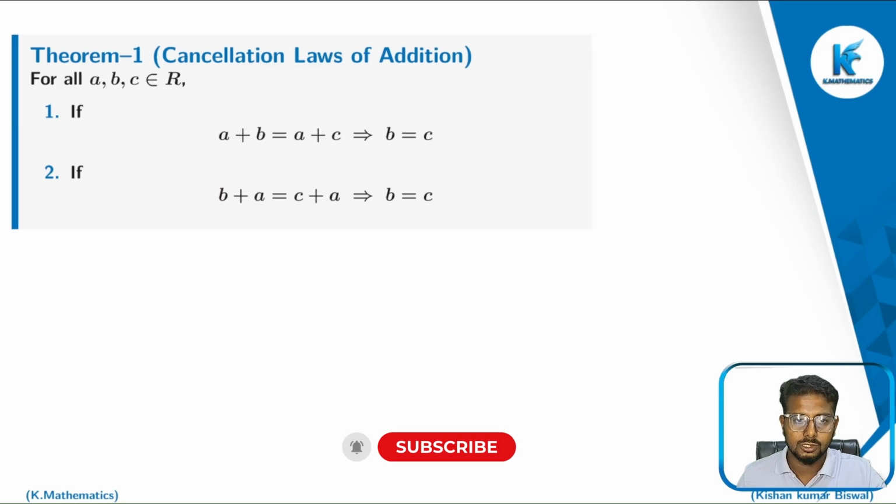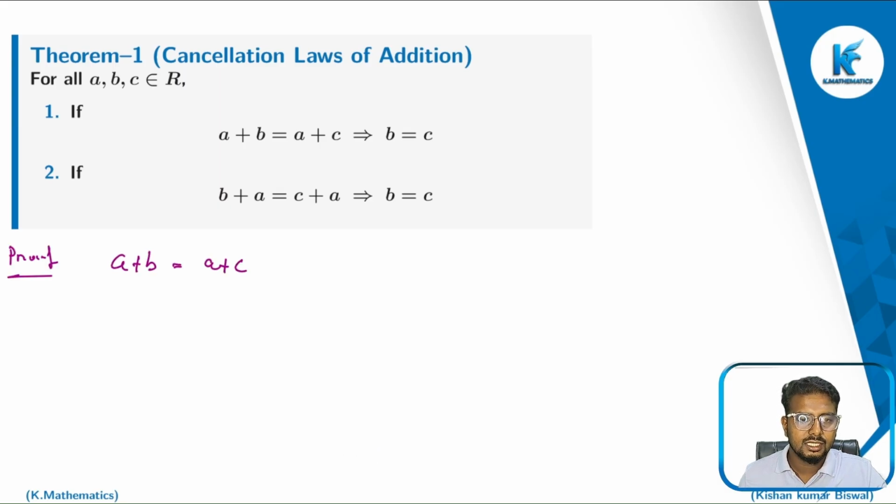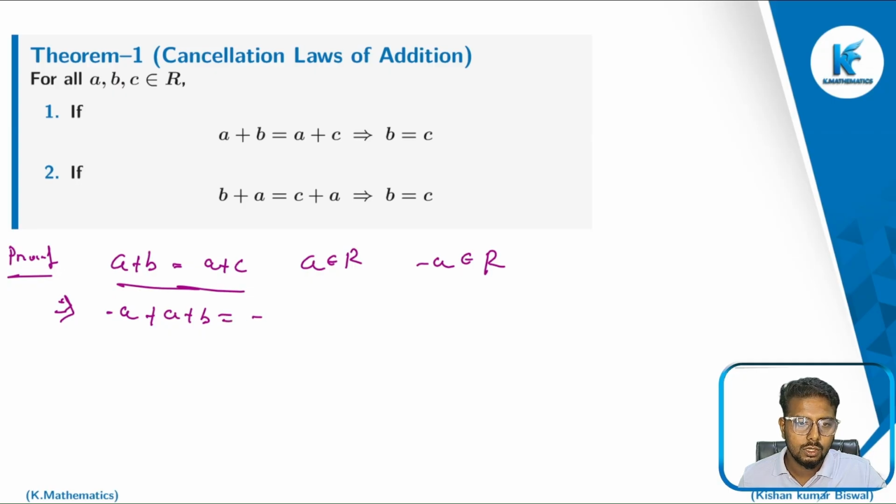Let a plus b equal to a plus c, and here a belongs to this ring, so here minus a also belongs to this ring. By definition of ring, if we add minus a on the left side of this equation, we get minus a plus b equal to minus a plus c. So here these elements belong to this ring, that's why it satisfies associative property under addition.